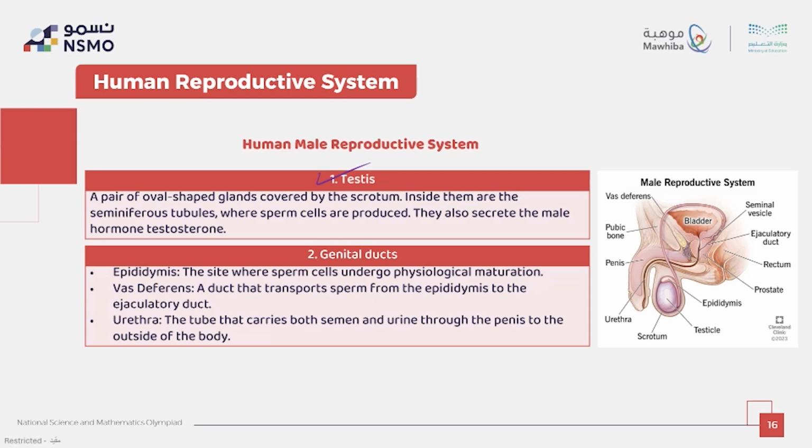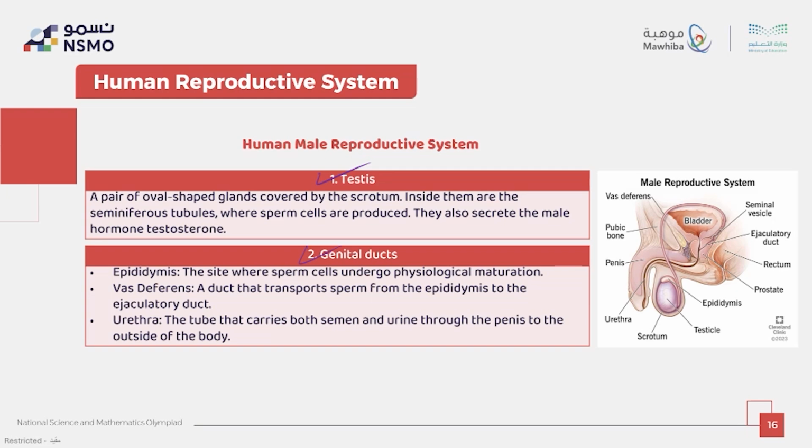And inside the testes are the seminiferous tubules, where sperm cells are formed. And let's move to another one. Genital ducts have several things inside them. The first one is the epididymis. The epididymis is where sperm cells mature and gain the ability to move. The vas deferens transports sperm from the epididymis to the ejaculatory duct.